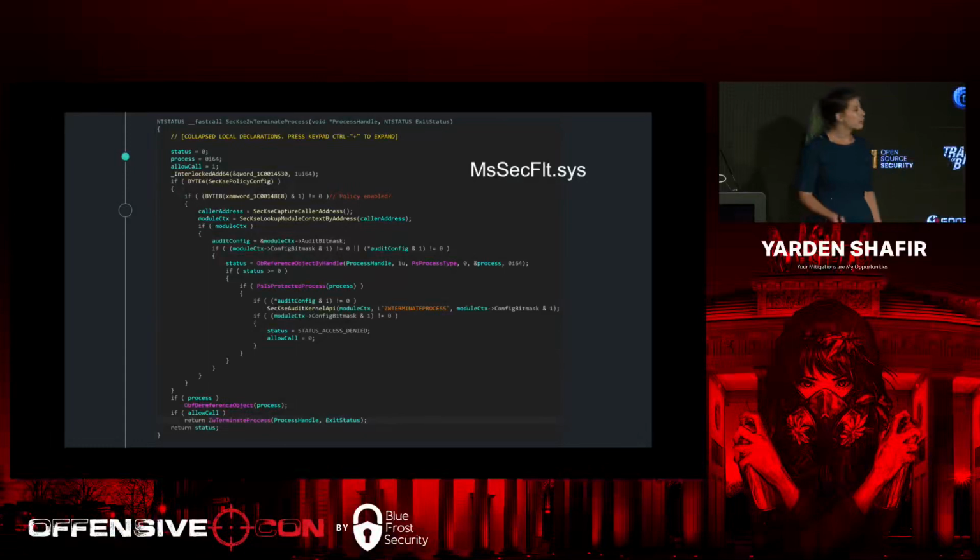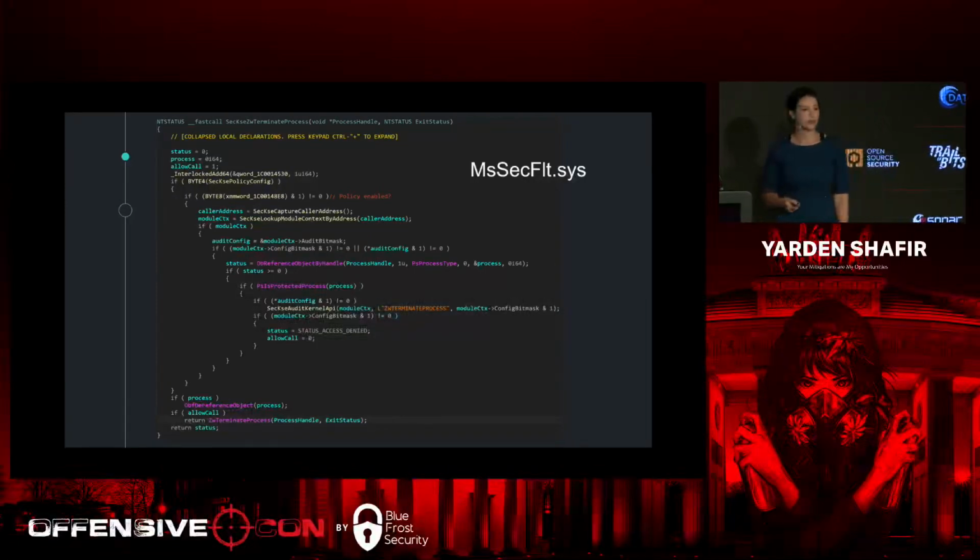That function is inside of MSSecFLT, which does a little bit more. Mostly it checks its internal configuration. Is this event even enabled? Does it care about this event? Does Defender ATP care about this event? Is it in audit mode? And then if it decides that it cares, it checks if the target is a protected process. If it's not a protected process, we can ignore it. We can forward the call as usual. If the target is a protected process, then we either block the call entirely or allow it, but log it to the Microsoft Windows Sec provider.